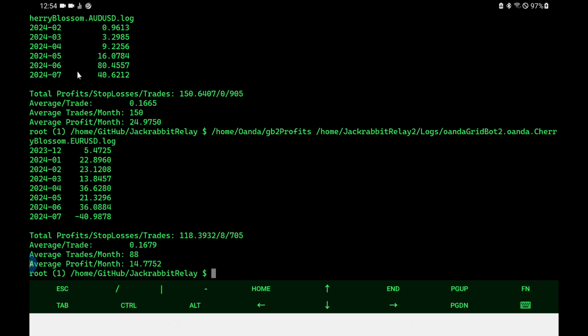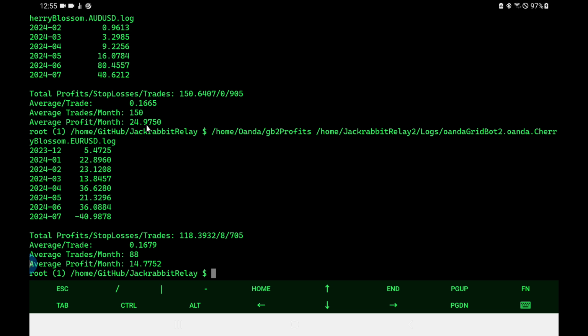We can see that right now I have no stop losses. I have made a total of $150, and I've taken 905 trades. My average trade profit is 16 cents. My average monthly profit is $25. It's a reasonable approach, considering what I have at risk.